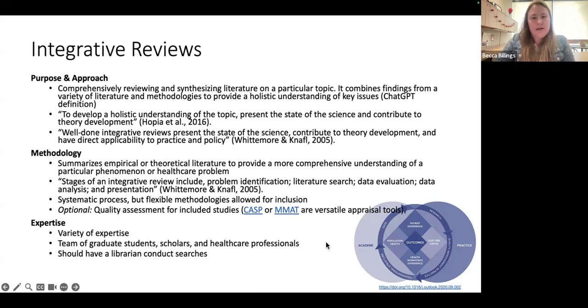This is also a study design that does use a lot of theory development. It can enhance theories or create new theories as well.